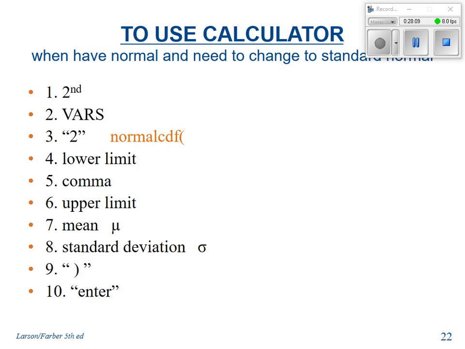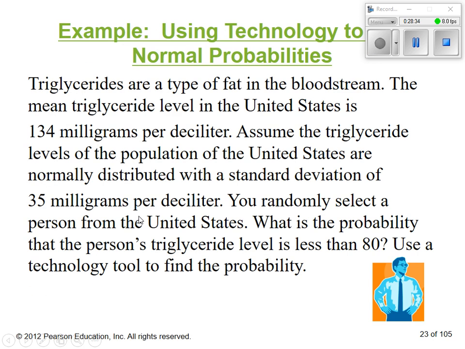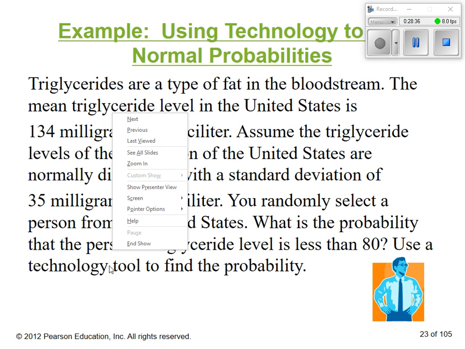So if we just want to use the calculator and we don't want to take the time to change it to standard normal, we can punch it in like this. You punch all the same things, normal CDF again, put in the lower limit, the upper limit, then you put in the mean and the standard deviation. All right, so you just put a comma, and I should have put a comma here. A comma in between each thing.